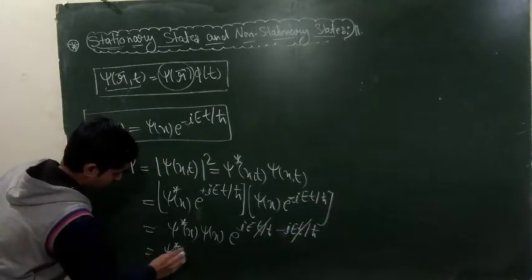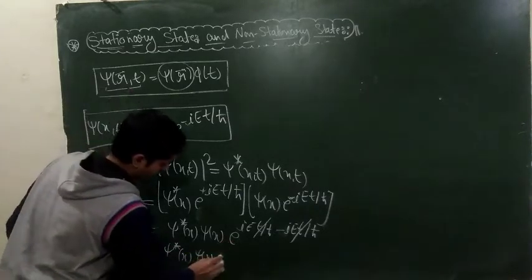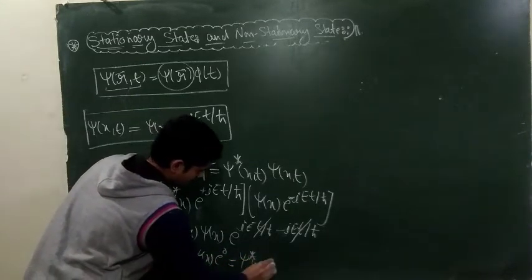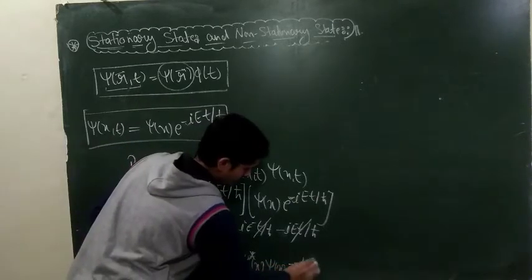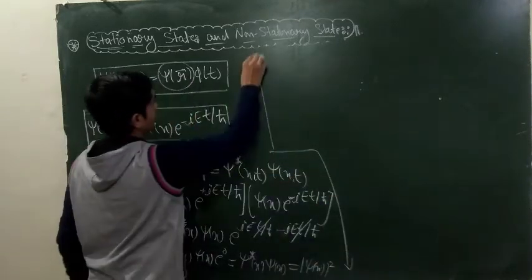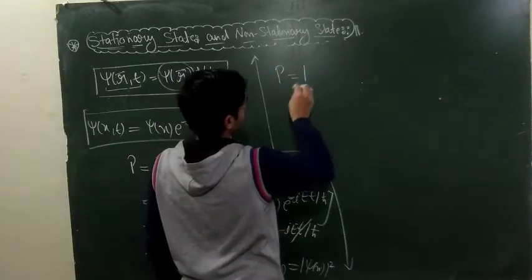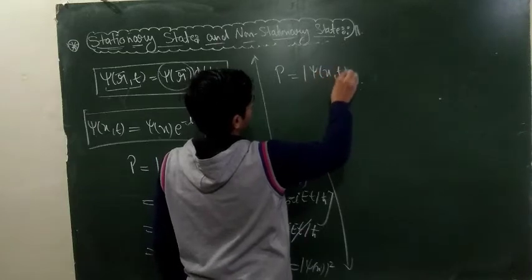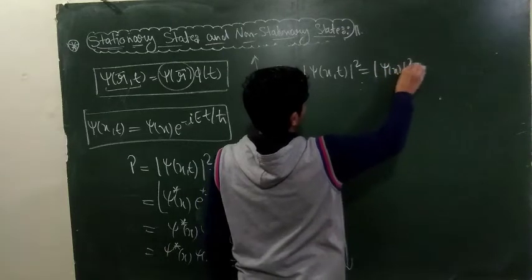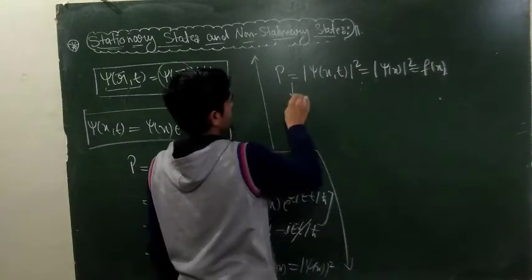So it is psi star, which is the complex conjugate, into psi of x, and e to the power 0, which is 1, right? And it will be psi star and psi, which can be written as the mod of psi squared. So the interesting result we get is the probability density of the stationary state of some particle, and it came out that for a stationary state it is just this, which is just a function of space, and it is time independent.